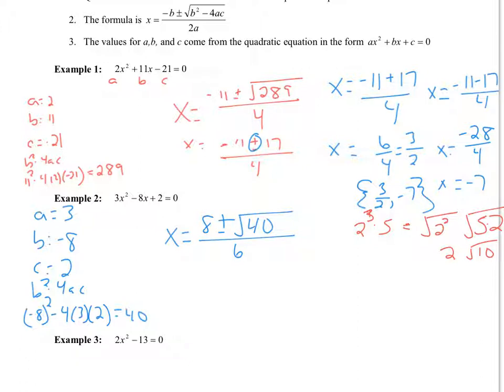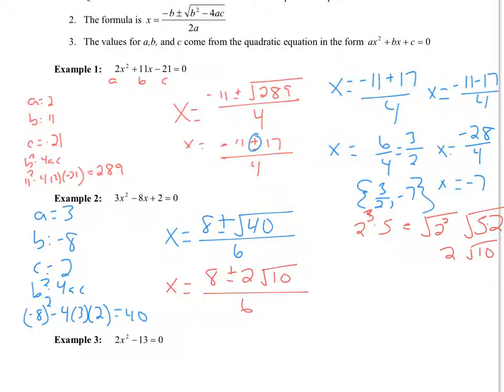Others of you might prefer to use the perfect square method, and that's fine. If you like that, go right ahead. So we now need to plug it in. X equals 8 plus or minus 2 square root 10 all over 6.